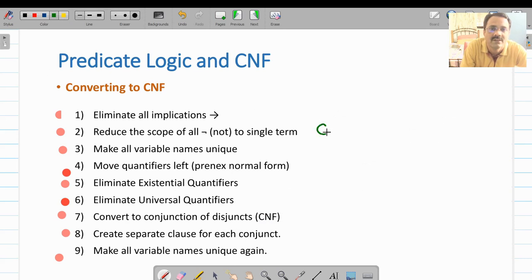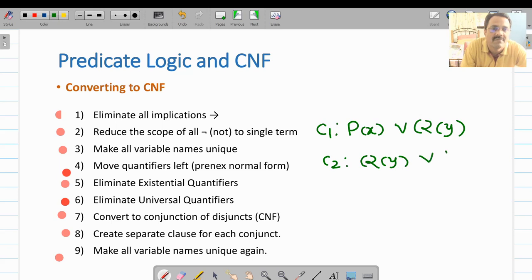For example, let us see the situation might be something like this. Suppose we have clause C1: P of X or Q of Y, and in clause C2 we have Q of Y or R of X, Y. So X and Y have been used in both C1 and C2, so that is not allowed. So what we will do, we will apply step 9.